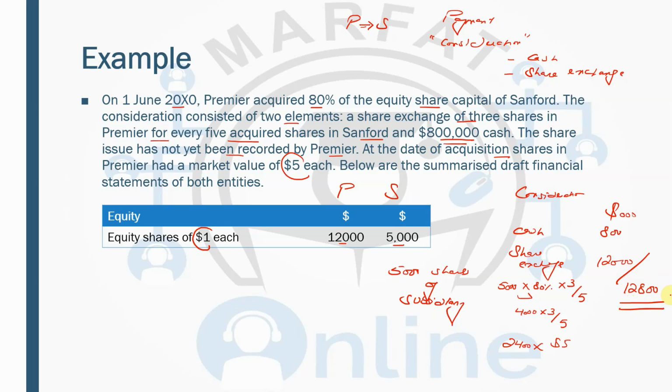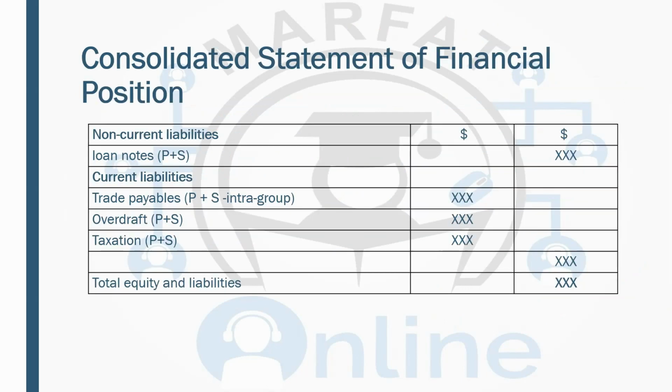Remember this working. First of all, take the shares of the subsidiary multiplied by the percentage acquired. It gives you the number of shares which the parent has acquired in the subsidiary. Then multiply it by the fraction. It can be anything: 1 for 5 shares, 2 for 5 shares, 1 for 3 shares, whatever is mentioned in the exam. And then multiply it by the share price of the parent, and it gives you the total amount which the parent has given to the subsidiary in relation to the share exchange. So this is something important to understand.